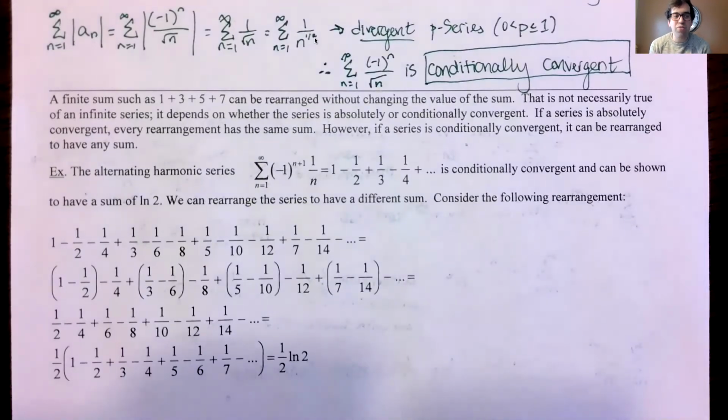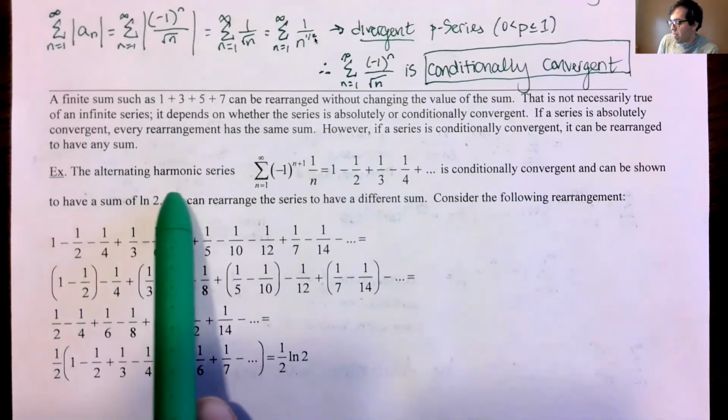But did you know that is not necessarily true of an infinite series? It depends on whether the series is absolutely or conditionally convergent. If a series is absolutely convergent, every rearrangement has the same sum. However, if a series is conditionally convergent, it can be rearranged to have any sum, which is crazy. So let's take a look at an example.